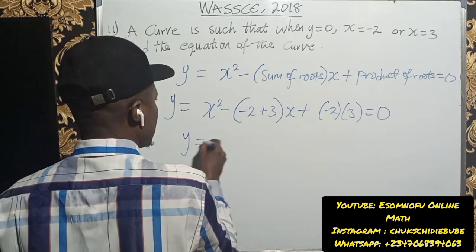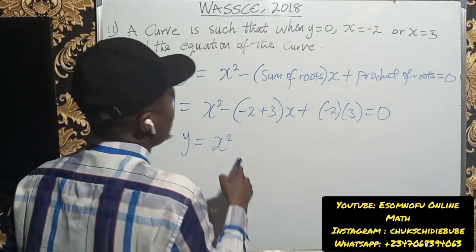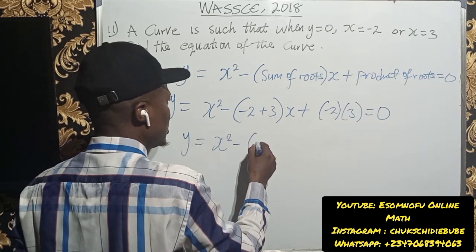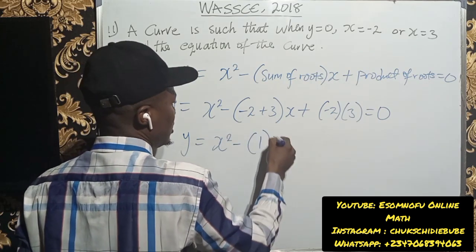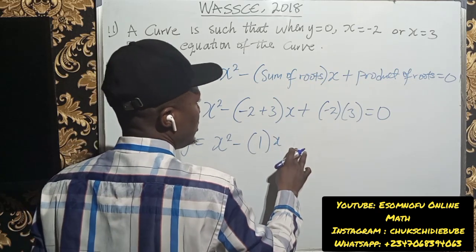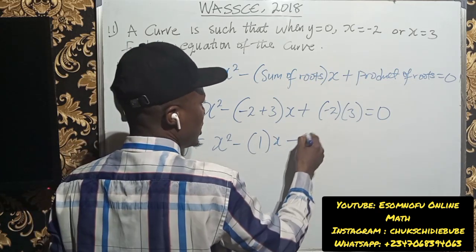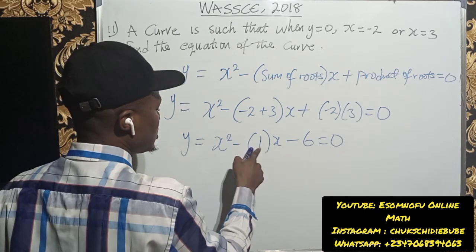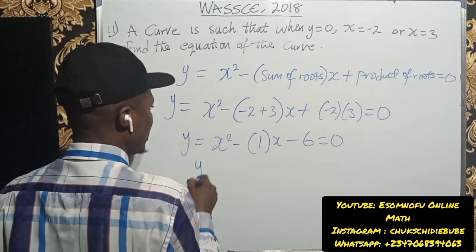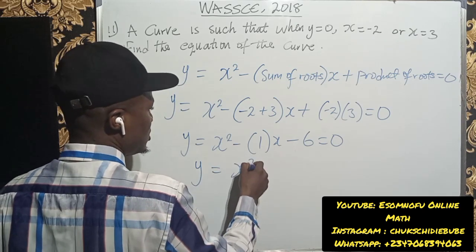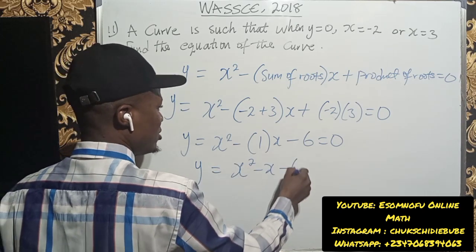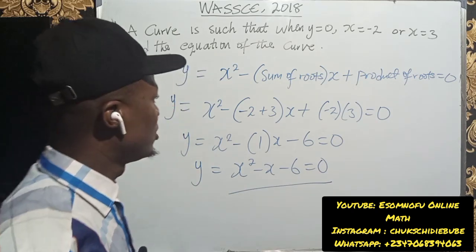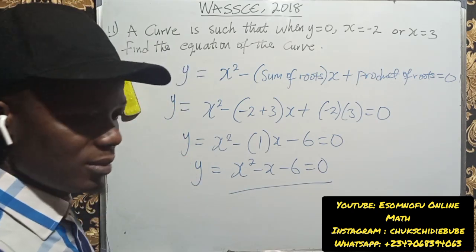So you see that y is now x squared minus, 2 plus 3 will give us 1 x. Then here, minus 2 times 3 is minus 6 equals 0. Now minus 1 times x will give us minus x. So this is just x squared minus x minus 6 equals 0. This is the equation they are talking about. So you are free to take any of them. Thank you.